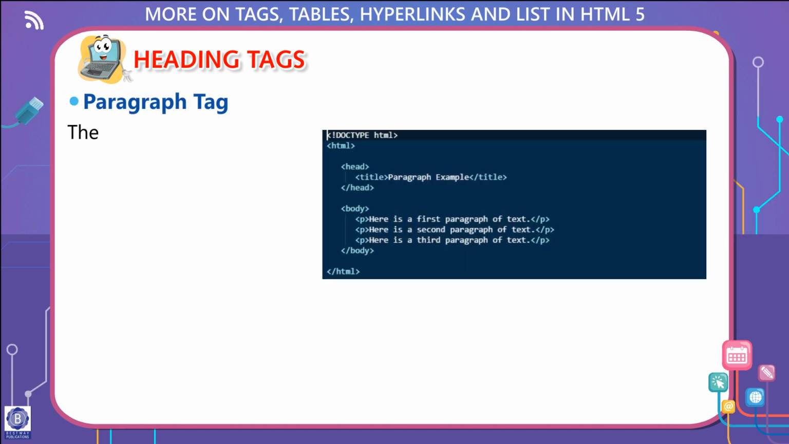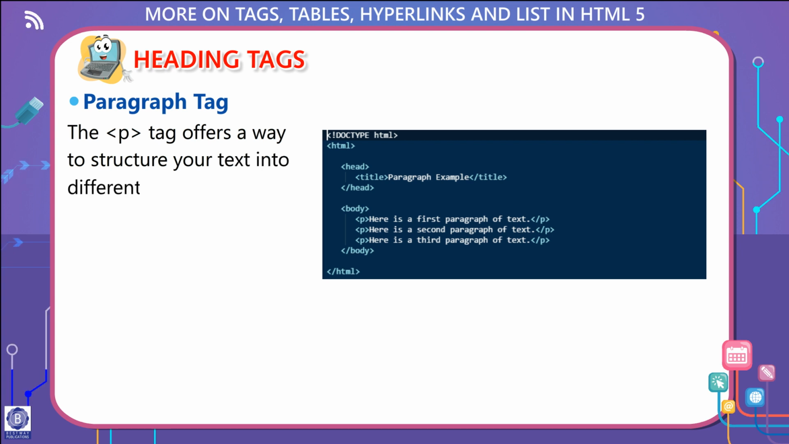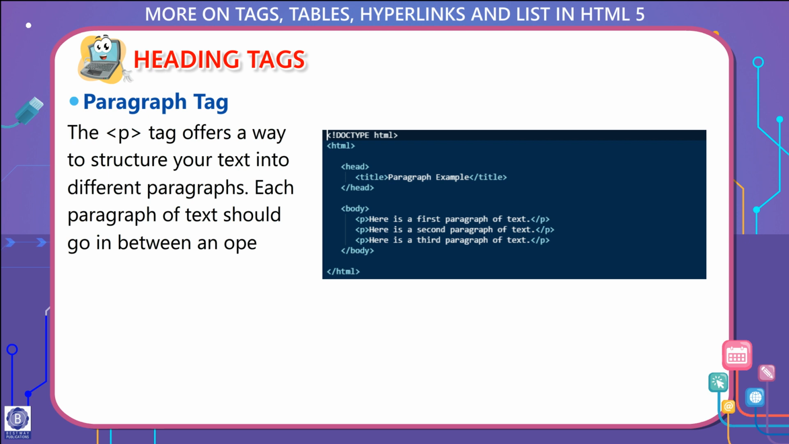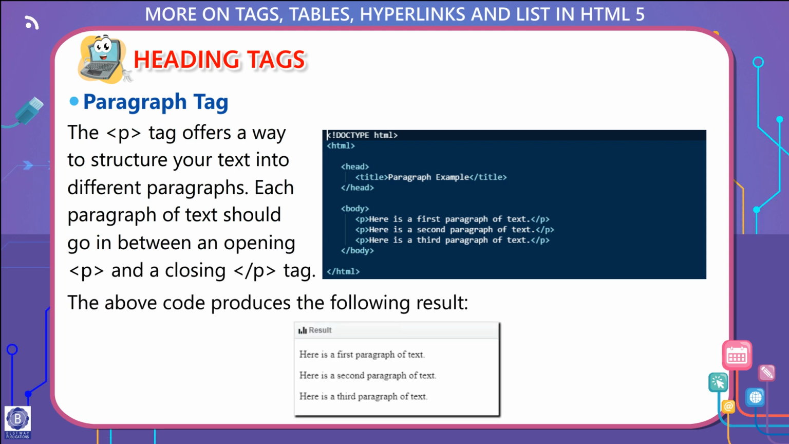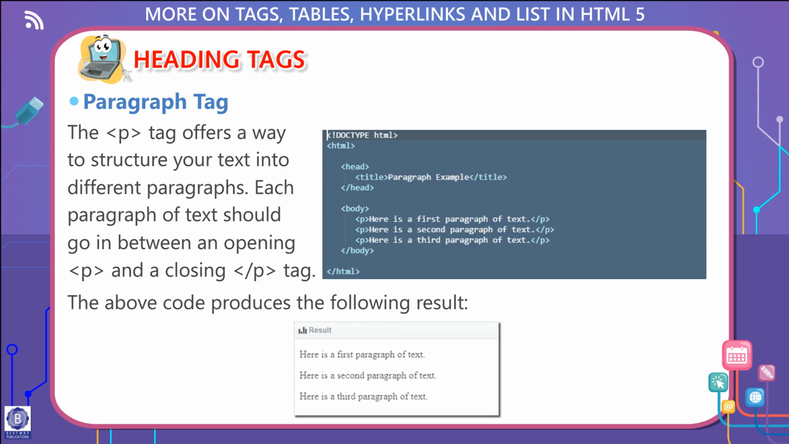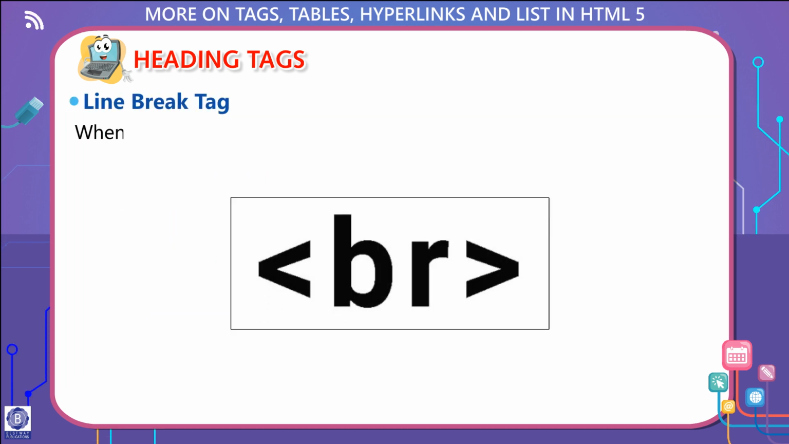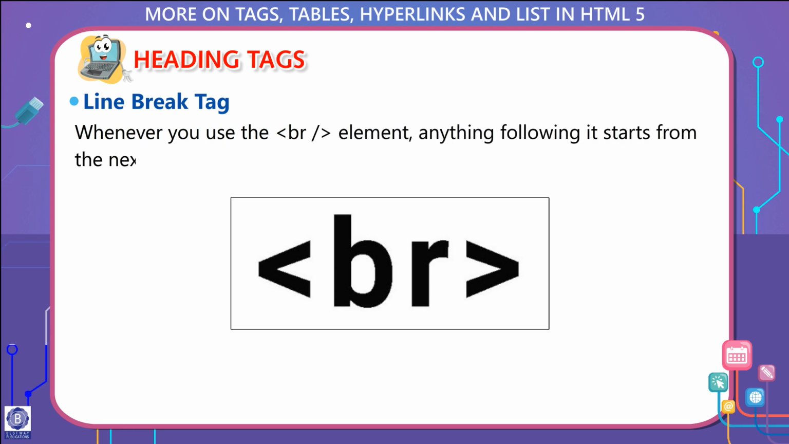Paragraph tag. The P tag offers a way to structure your text into different paragraphs. Each paragraph of text should go in between an opening P and a closing /P tag. The above code produces the following result. Line break tag. Whenever you use the BR element, anything following it starts from the next line.